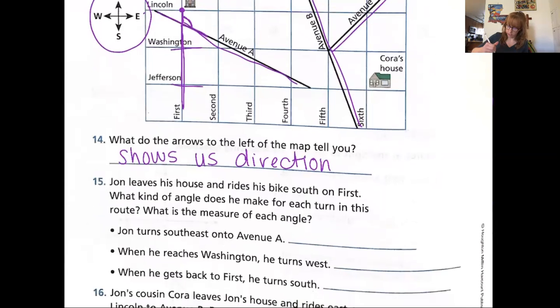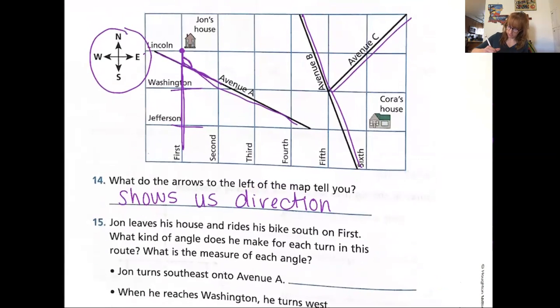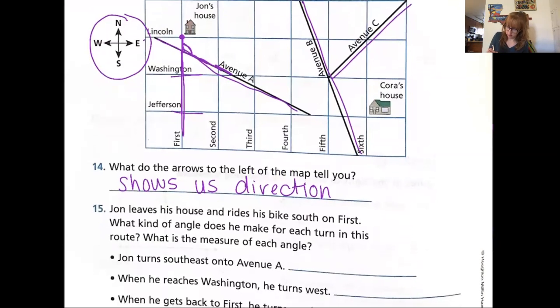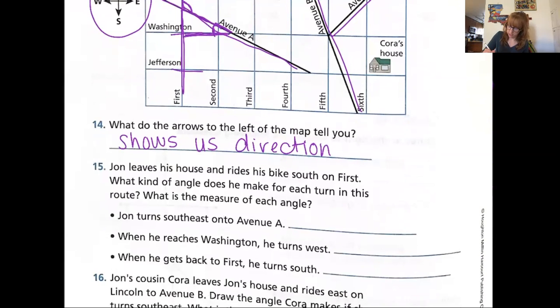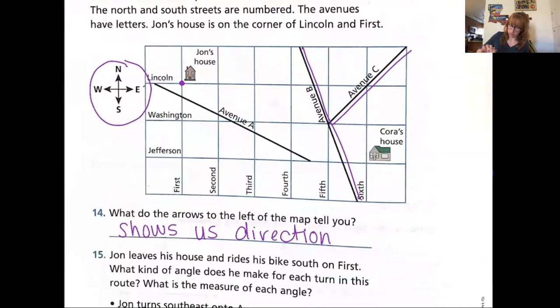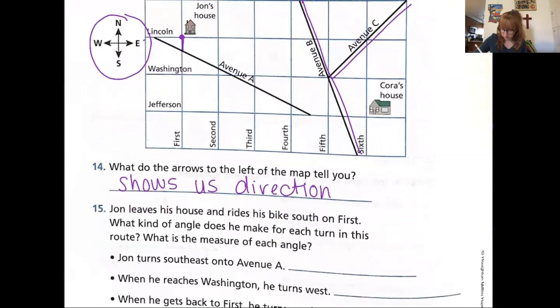When he reaches Washington, so he's still traveling down Avenue A. When he reaches Washington, he turns west. Okay, what's this angle? And then when he gets back to First, he turns south. So let me erase that and do it again. So if he leaves his house and he goes south and he turns southeast on Avenue A, right? What is this angle?